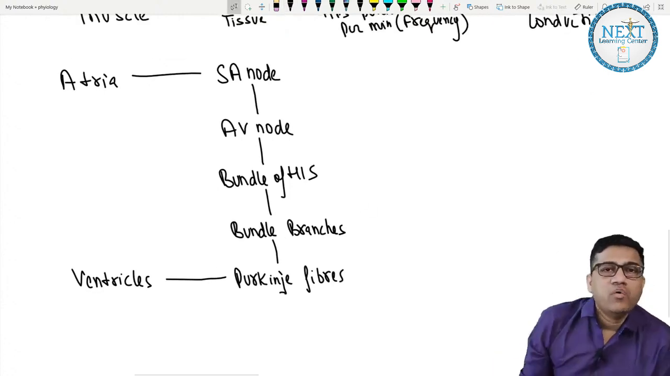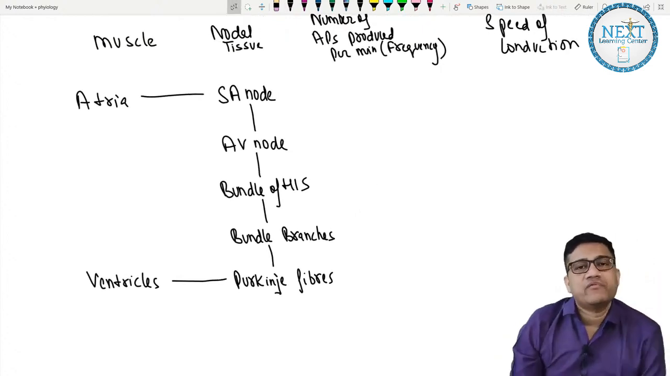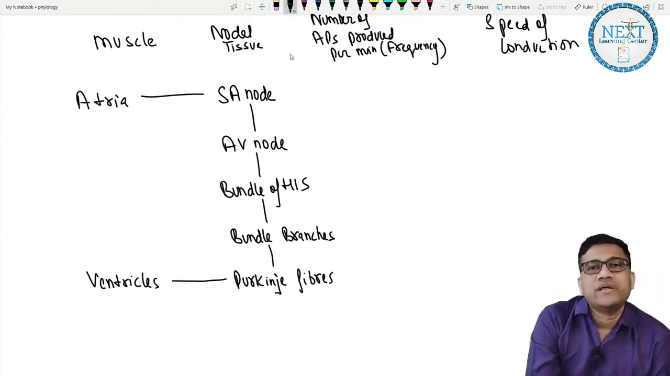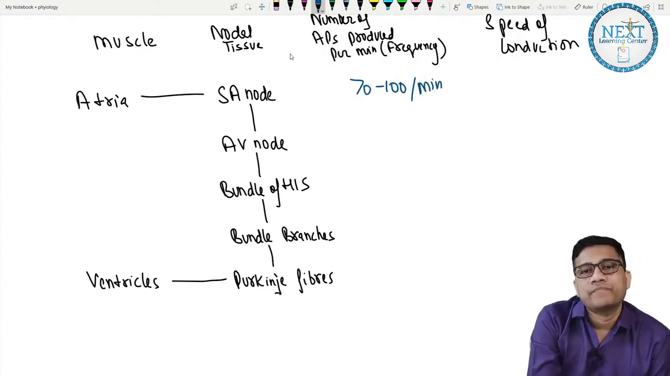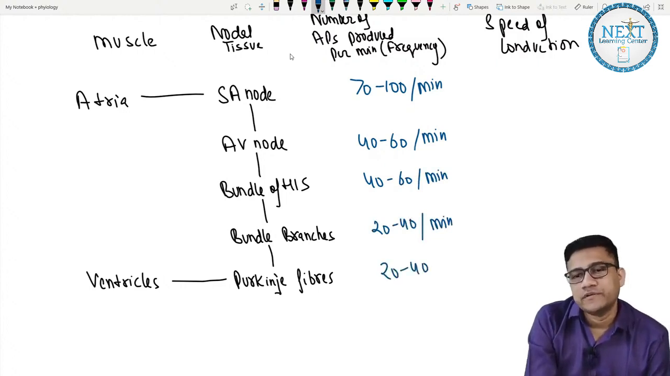Now what is the frequency they are having, the number of APs? Remember, the SA node can make impulses at a rate of 70 to 100 per minute. AV node 40 to 60 per minute. His 40 to 60 per minute. Bundle branches 20 to 40 per minute, and the Purkinje fibers again 20 to 40.